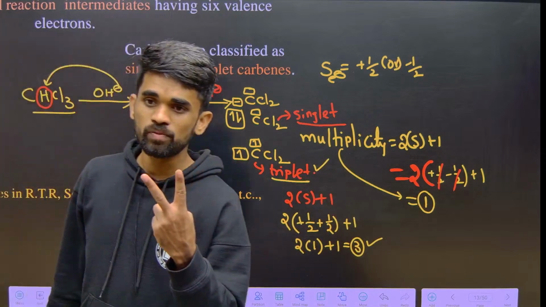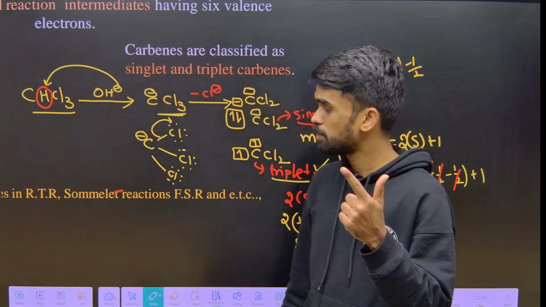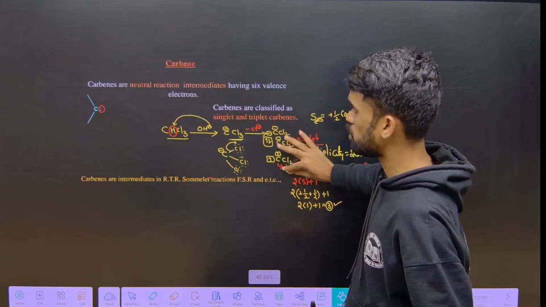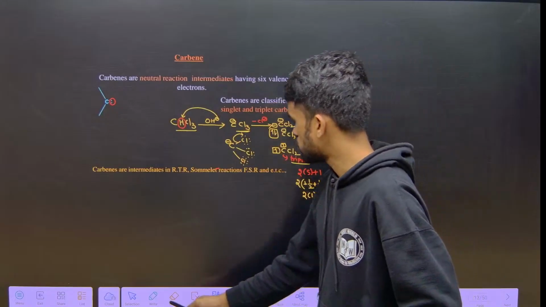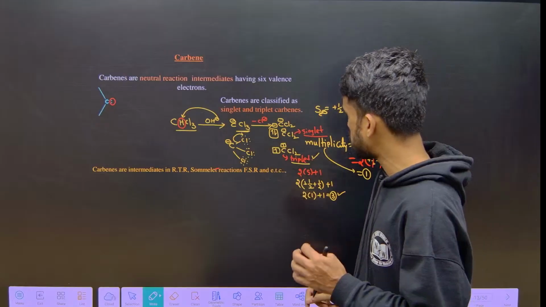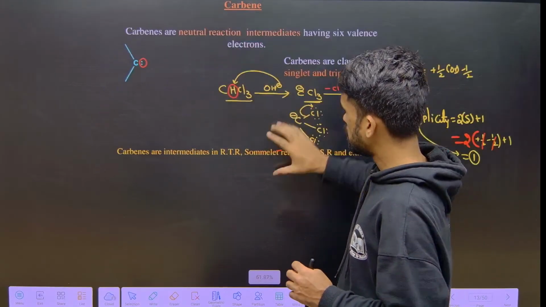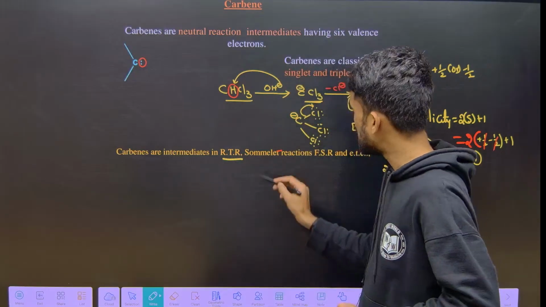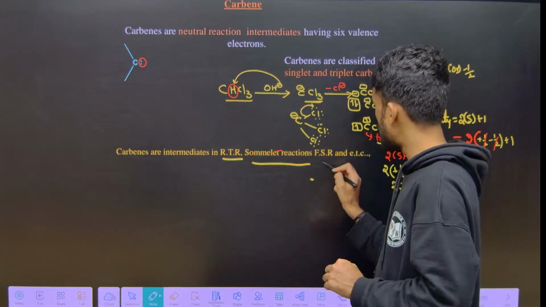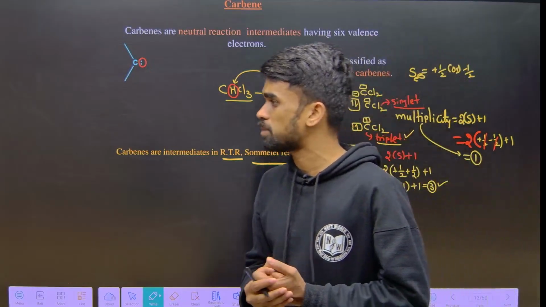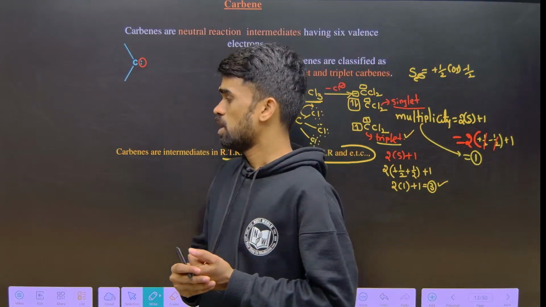So there are two types of carbenes, singlet and triplet, based on the spin multiplicity. Remember this, we will discuss it again. These are also intermediates in some reactions. Examples of these reactions are the Reimer-Tiemann reaction, RTR in short form, the Sommelet reaction, free radical substitution reactions, and so on. These are some simple examples I am giving you.